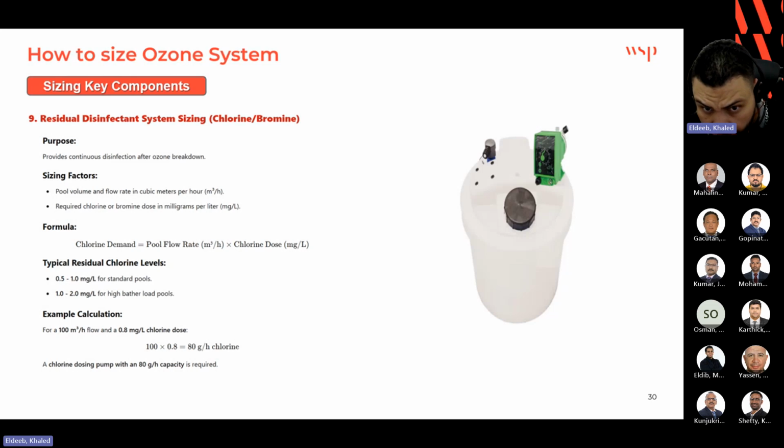The key sizing factor for the dosing demand ranges from 0.5 to 2 milligrams per liter, depending on the size of the pool, as listed here on the screen. In this example calculation, if we have a pool with a flow rate of 100 cubic meters per hour, we need around 80 grams per hour of chlorine, which is very minimal compared to the previous chlorination dosing that we did before.